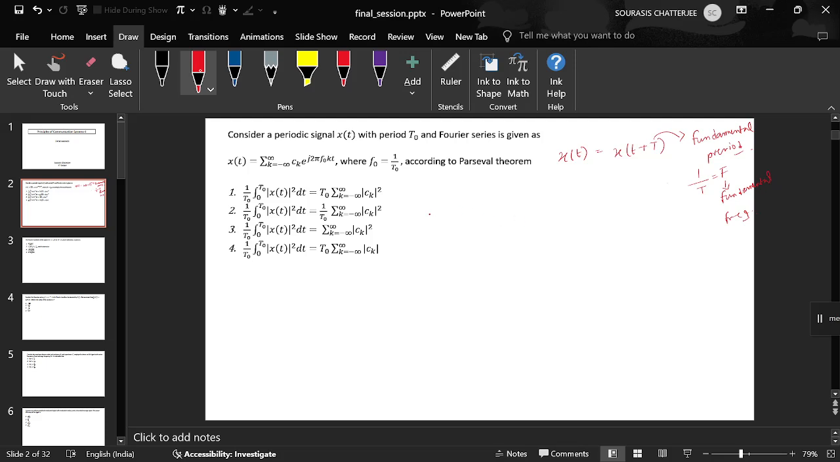So Parseval theorem basically connects the relation between time domain and frequency domain. If x(t) is a periodic signal, it can be written in this format: x(t) equals sum over k from minus infinity to infinity of c_k e^{j 2 pi k f_0 t}. By the way, f_0 here is the same as the fundamental frequency, which is the inverse of the fundamental period.